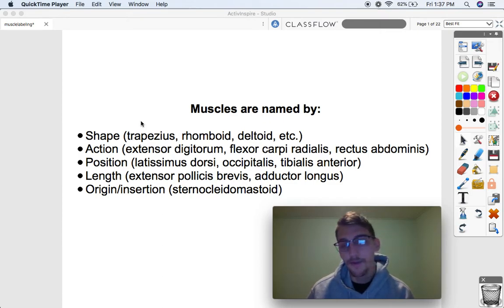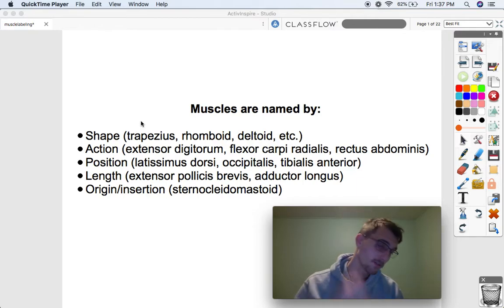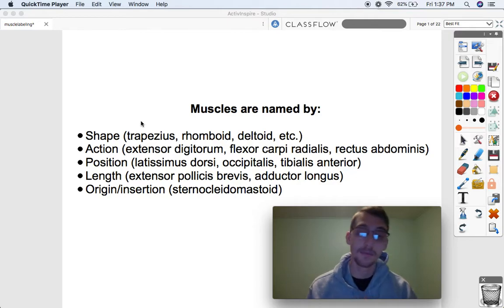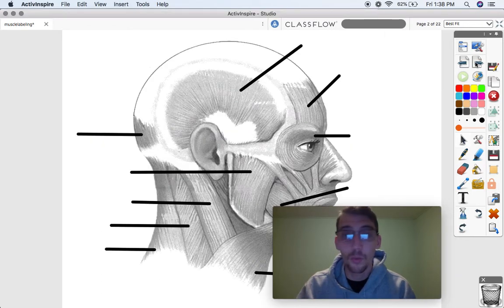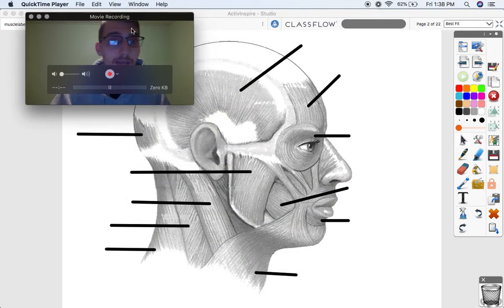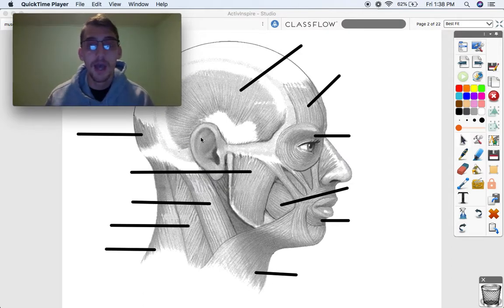And then finally, some of them are based on origin and insertion, right? So we learned about the mastoid process when we were studying the skeleton, and we learned about the sternum and the clavicle. So there's a muscle called the sternocleidomastoid that originates in the mastoid process and extends down to the sternum and the clavicle. So there you have it. All right, so as I said, we're going to get started here with the first set of terms, and we're going to be doing the muscles of the face and the head. So without further ado, let's get going.